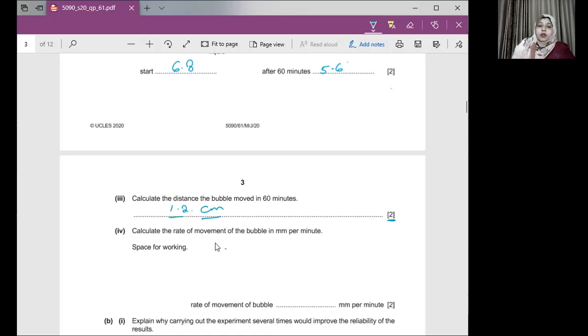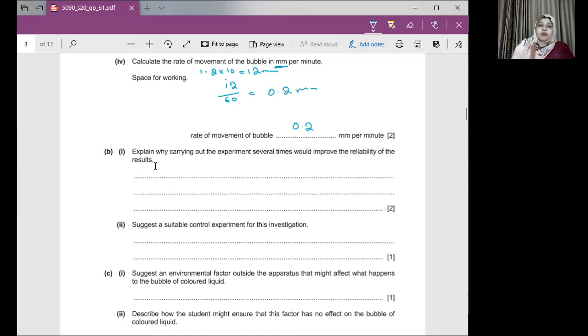Calculate the rate of movement of a bubble in millimeter per minute. It means you have to multiply 1.2 into 10 to convert it into millimeters. So 12 millimeter is the conversion. 12 divided by 60, you will get 0.2 millimeter per minute. So the answer is 0.2.